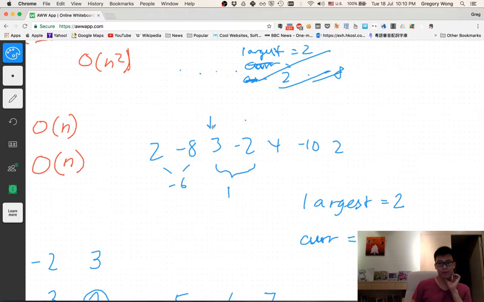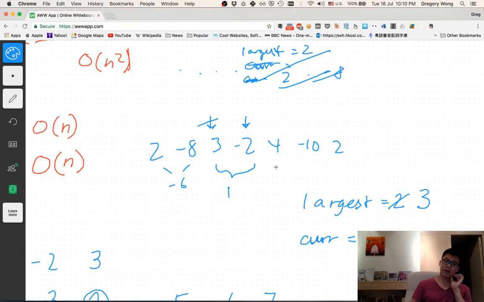And then I look at 3. I see 3, and the largest is definitely 3, and the current sum is also 3. Now I keep going forwards, keep stepping forwards, until I find the next negative number, which is -2.